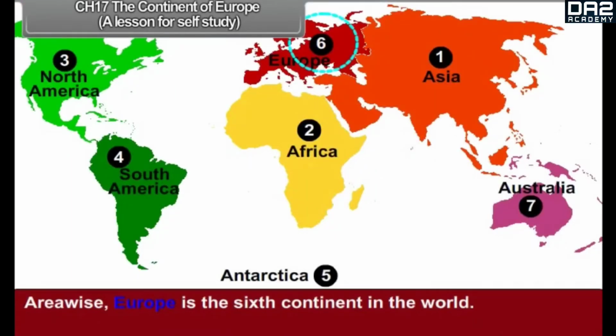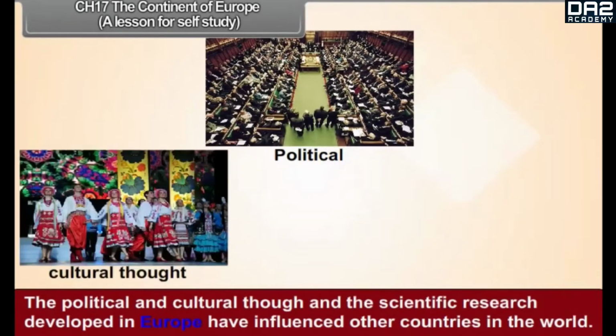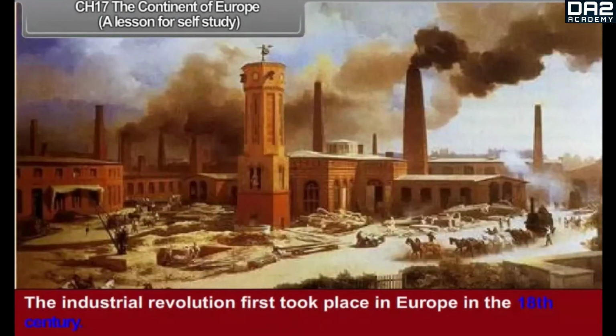Area-wise, Europe is the sixth continent in the world. It is located totally in the northern hemisphere. The political and cultural thought and the scientific research developed in Europe have influenced other countries in the world. The Industrial Revolution first took place in Europe in the 18th century.